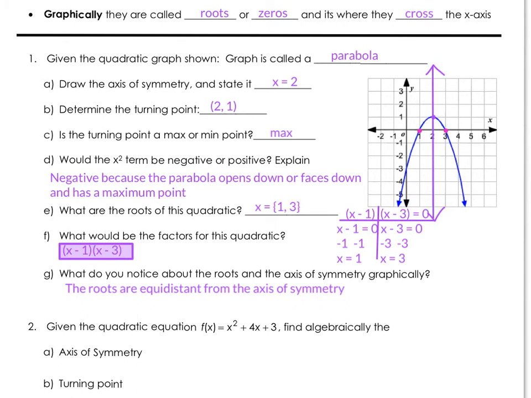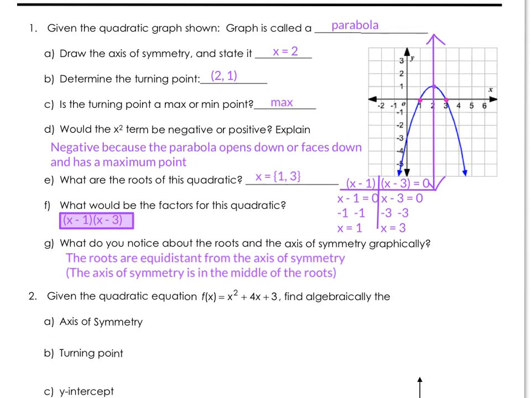So if you look there, the roots are equidistant from the axis of symmetry. What does that mean? The axis of symmetry is right in the middle of the roots. So that makes a little more sense to you. Okay, now for the rest of this page, I'm just going to give you hints on what you need to do, but you're going to try it on your own.